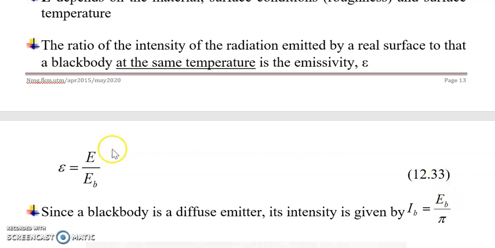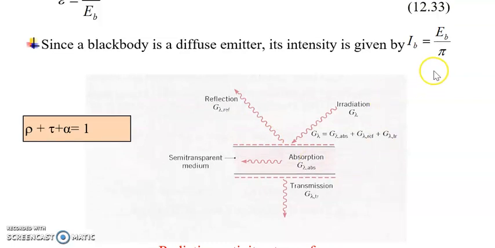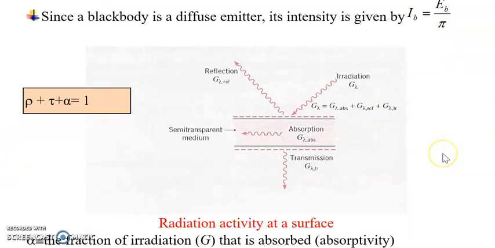The equation is 1233, with respect to black body emissive power. Now, since the black body is a diffuse emitter, its intensity is given by just E_b divided by pi. Here, I like these schematic diagrams, not in your eBook. We have here the relationship between the reflected irradiation, the transmitted irradiation, and the absorbed irradiation; the fractions of each of these total unity.